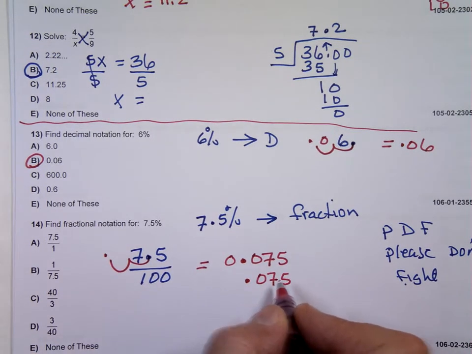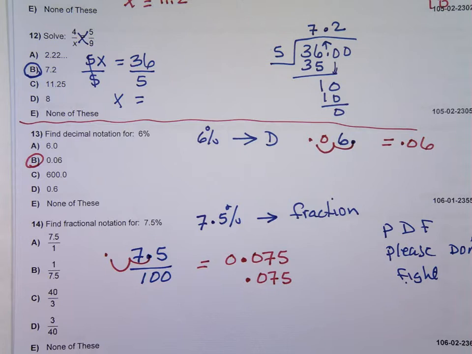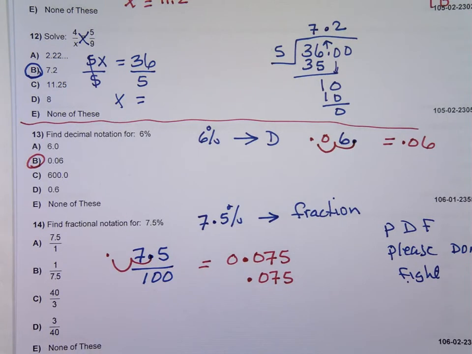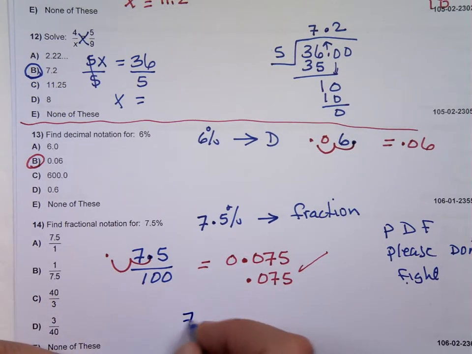Oh, they just want to leave it as a fraction. Oh, my mistake. They don't want decimal. They want it as a fraction. I fell asleep here. So this is correct, but they want the answer as what? Fraction. So I have 7.5. Here we go. That's not good there because they want to leave it as a fraction. That's not a fraction. Over 100.